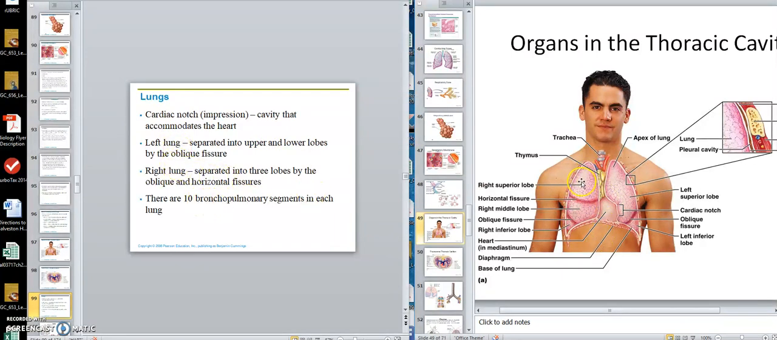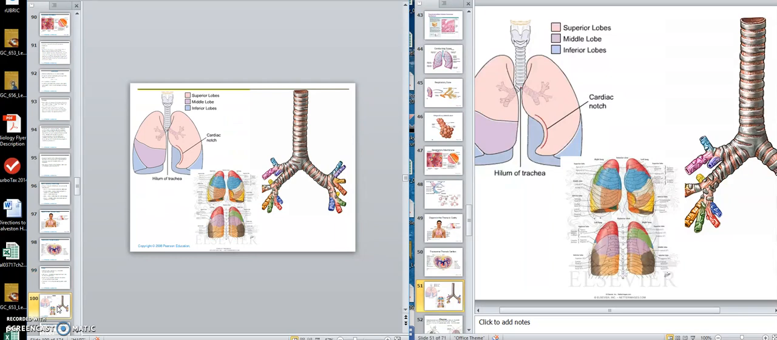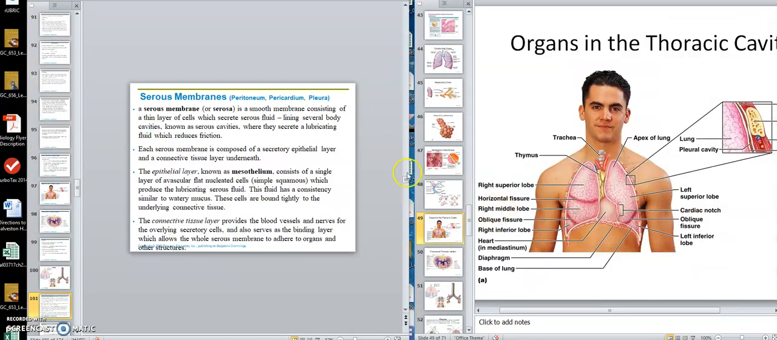We talked about the bronchopulmonary segments up in here. So we have the lobes, and remember the bronchopulmonary segments are subdivisions of the lung. Here they are again. Okay, that's up in there. All right, we go further.